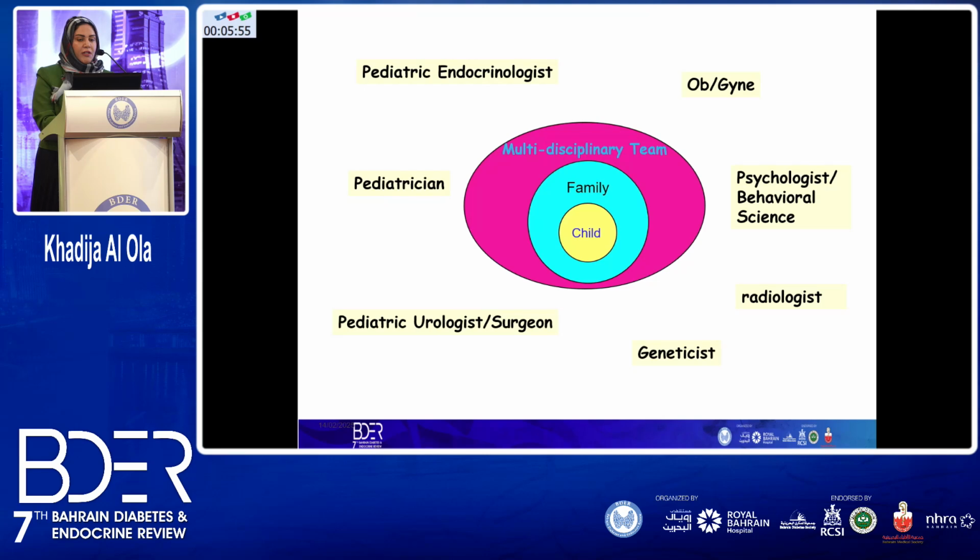We almost finished. This case needs a multidisciplinary team. It's not easy to deal with alone as an endocrinologist, especially in the beginning. If the mother knows that her child has ambiguous genitalia, it is very difficult. So we need a psychologist, radiologist, geneticist, and surgeon. It's multidisciplinary teamwork.